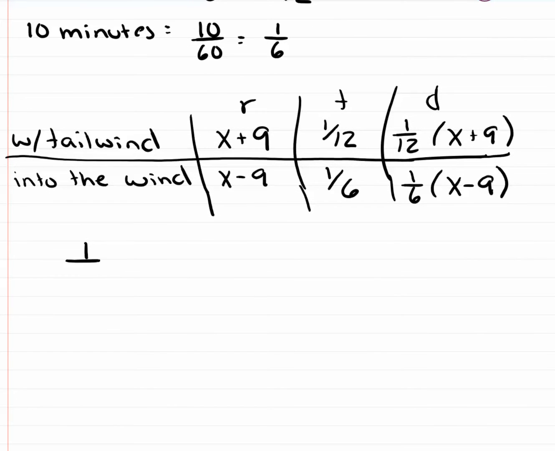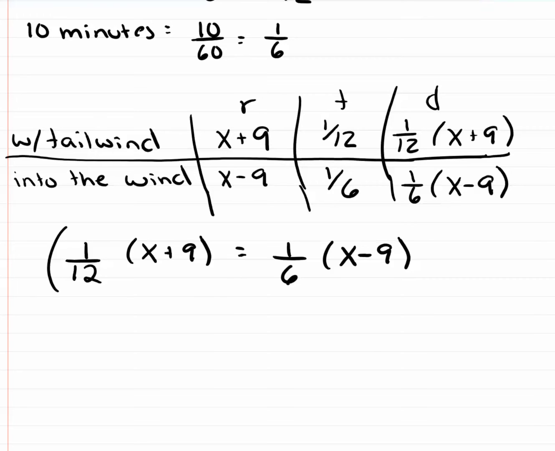So I have 1 over 12 times x plus 9 is equal to 1 over 6 times x minus 9. Now, because we don't want to deal with fractions, we're going to multiply both sides by the least common denominator. So I'm going to multiply both sides of this equation by 12.